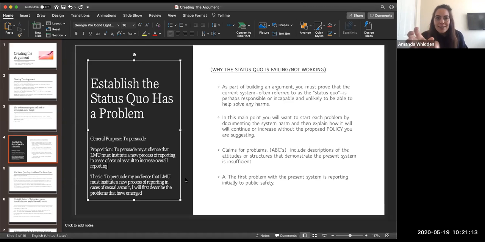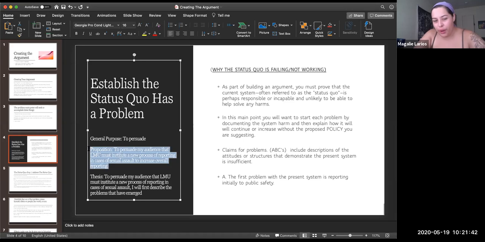Or if your policy was in fact that you wanted to increase reporting, then that would be something to do. When you look at your proposition, y'all, what is the thing that bugs you the most about it? Why does this not feel right? Why should LMU be working on reporting? Why do they need to help that? Or we don't know how they already report. Like, we don't know how the process already happened.